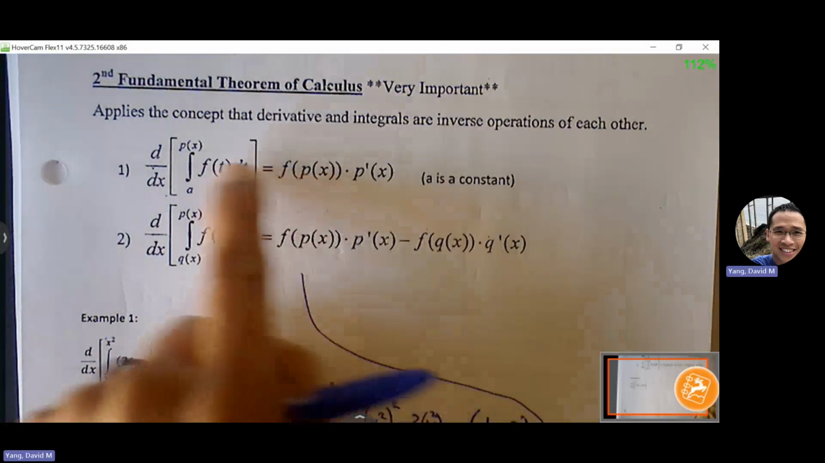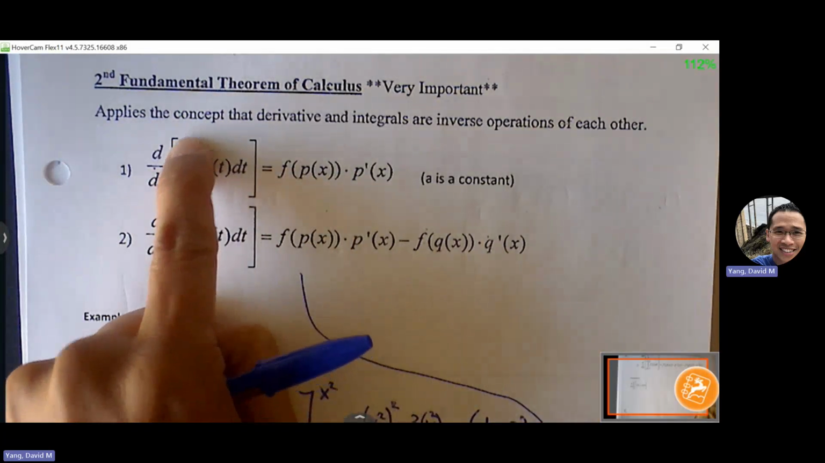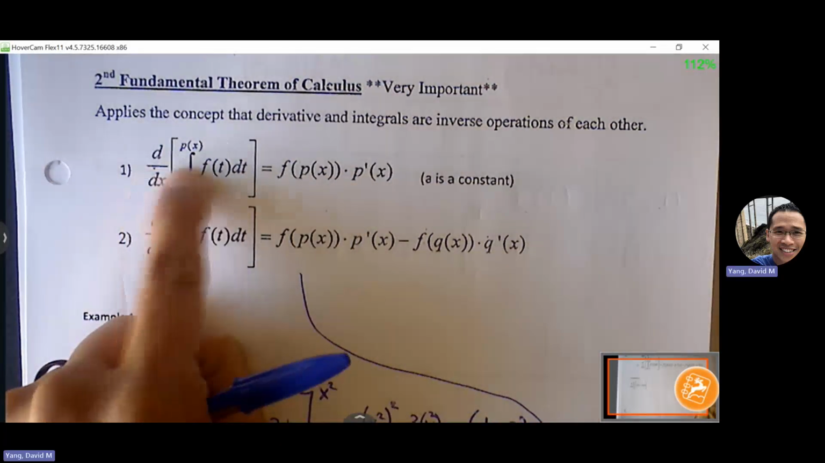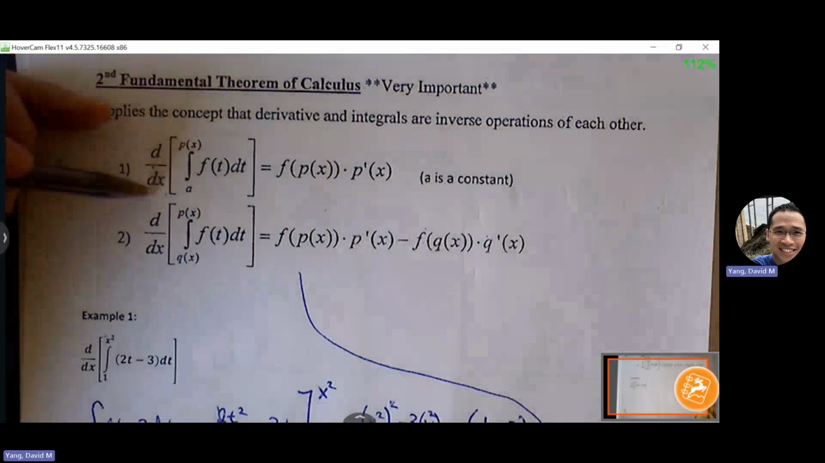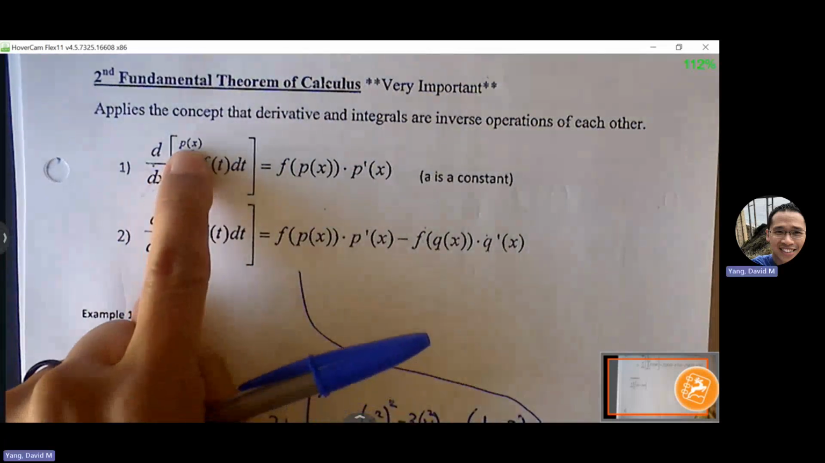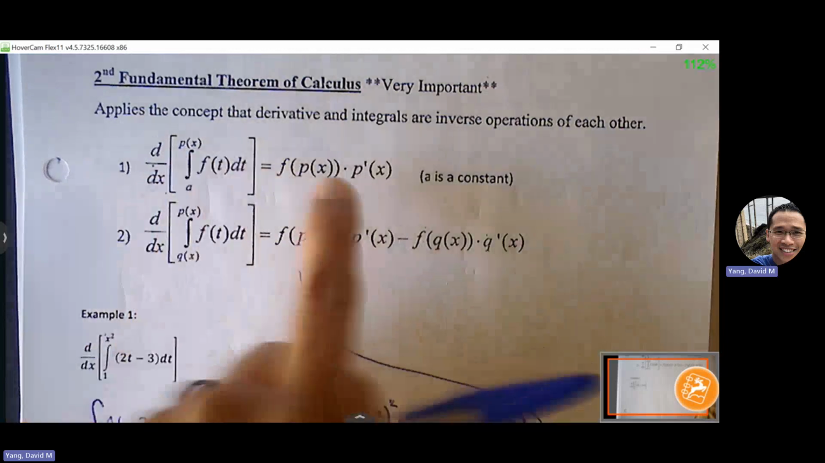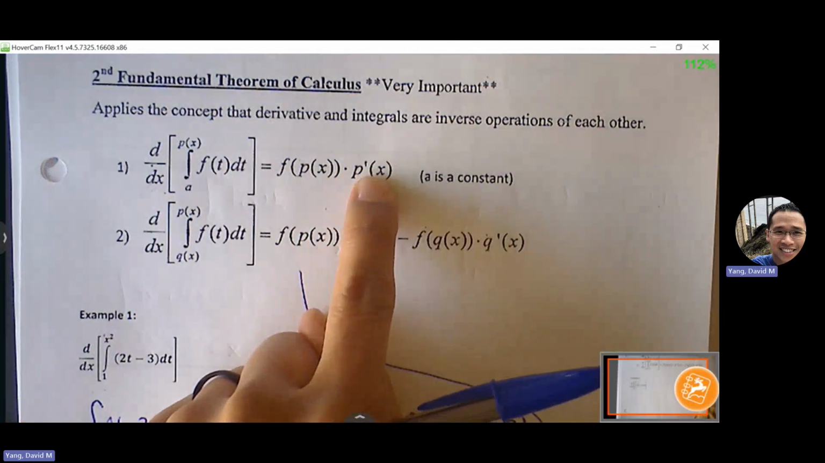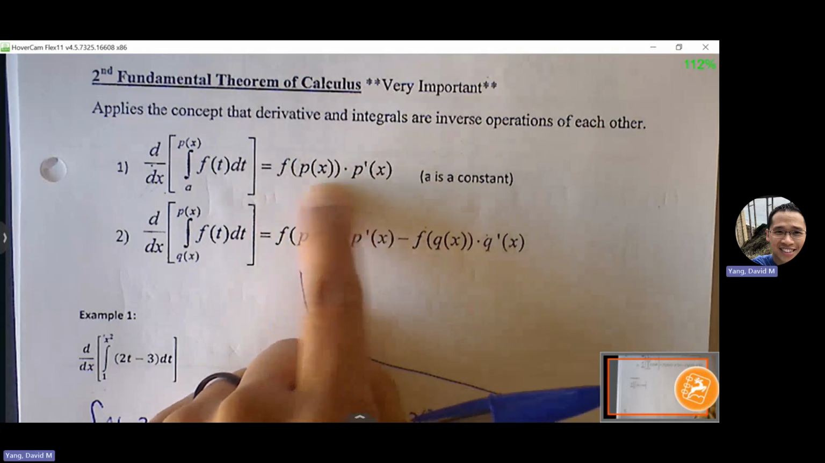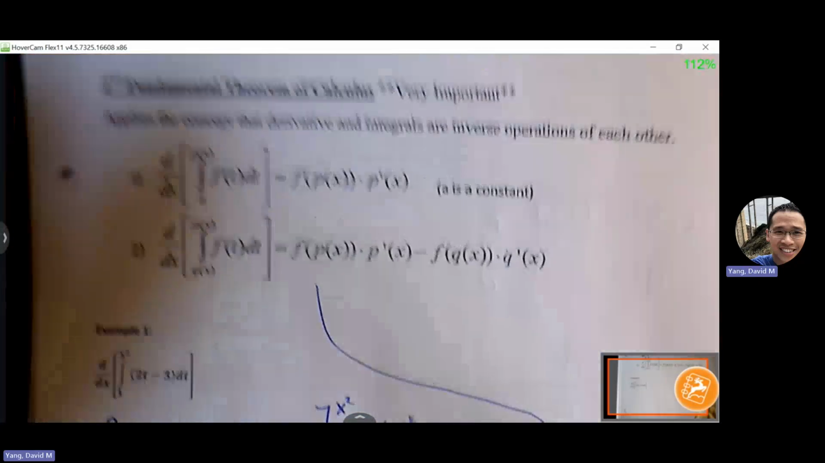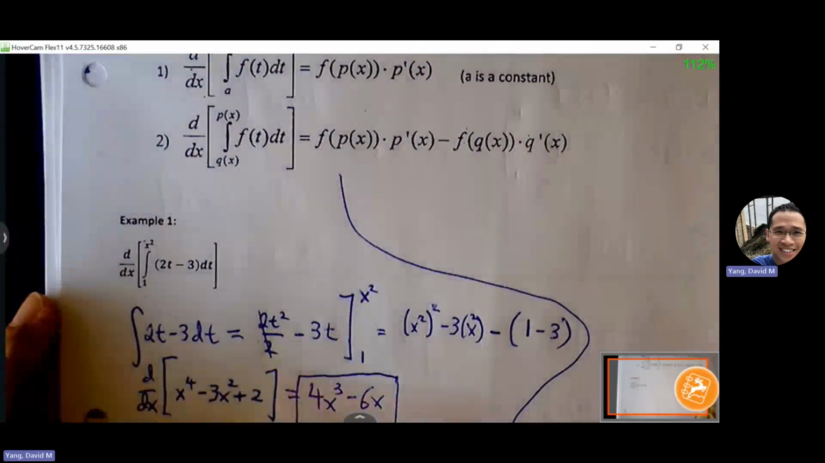The shortcut says all I need to do is plug the upper bound into the original function, because I know these two operations are essentially going to cancel each other out. But there is going to be some effect of the upper bound with the derivative, so I multiply by the upper bound's derivative. It's going to feel a little bit chain-rule-ish, but it's really undoing these processes. So I want to show that process for this problem.